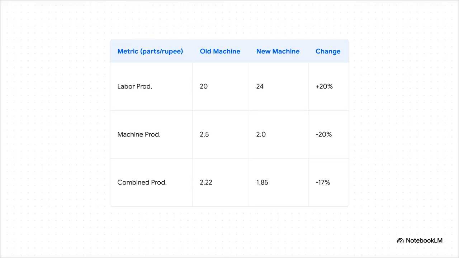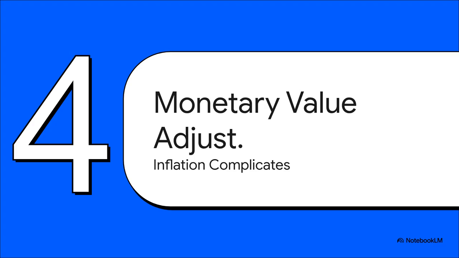I mean, look, if you only look at labor productivity, things look amazing. It's up 20%. But the new machine costs a lot more to run. So when you look at the machine's productivity, it's actually down 20%. And then, when you put it all together for the combined total productivity, you get this wild result. The whole operation is now 17% less productive than it was before. Wow.